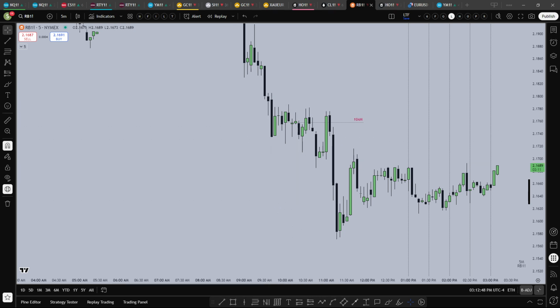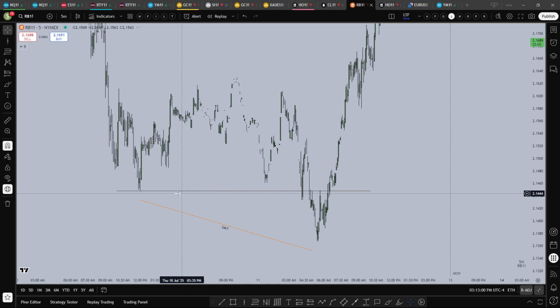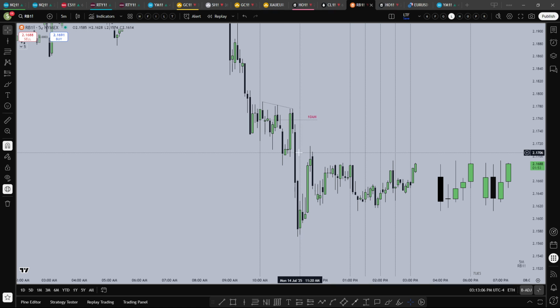I'm not gonna trust any of these highs found past 10 AM. So even if RB did not have a protected high below, I would still not have framed RB. I could not trust these. Same thing for HO.